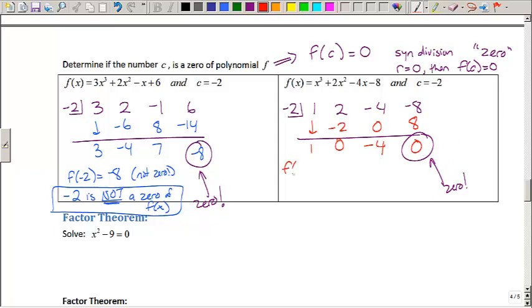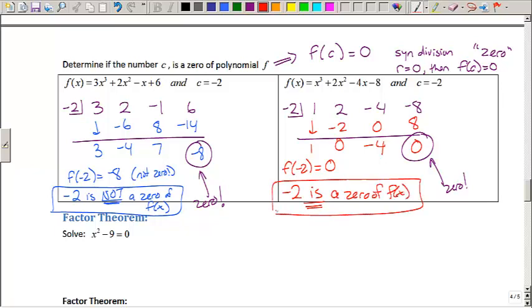So I can say, using the remainder theorem, that f of negative 2 is 0. And if f of negative 2 is 0, then by the definition of a zero, negative 2 is a zero of the polynomial f of x. Woohoo! So now I have determined if this is a zero or not.